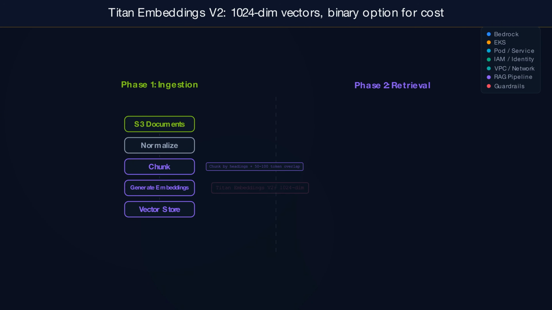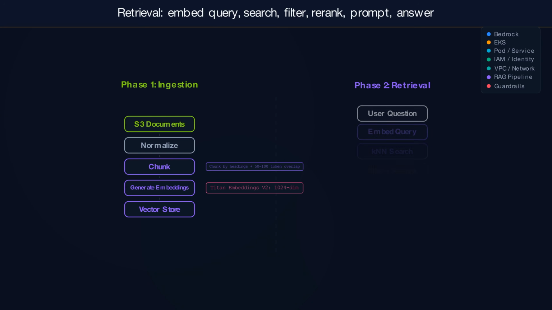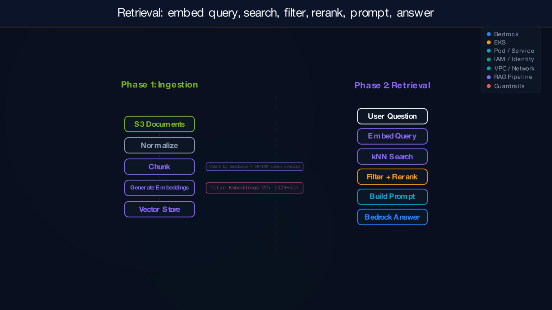Then comes chunking, and this is where many teams go wrong. Do not just split on fixed character counts. Chunk by semantic boundaries, headings, paragraphs, sections. Preserve the title and source URI in metadata. Overlap chunks slightly, around 50 to 100 tokens, to maintain context continuity across boundaries.